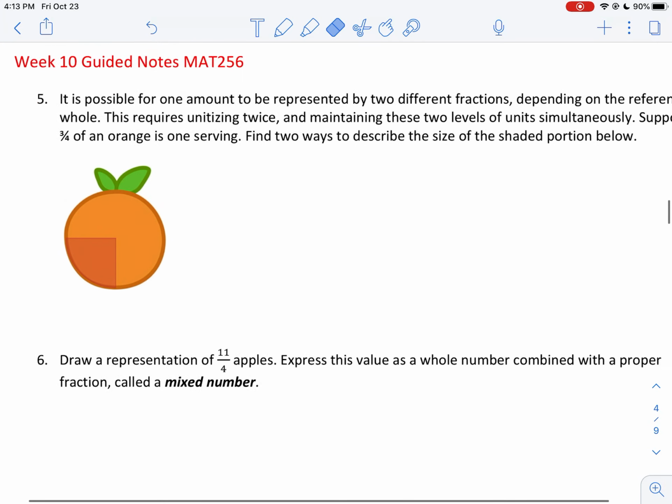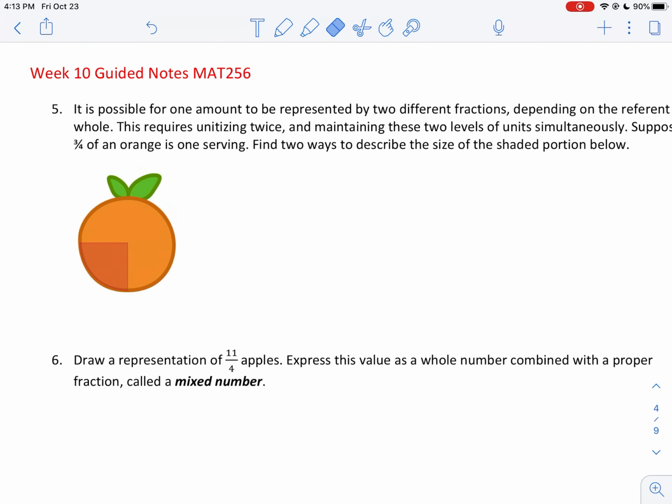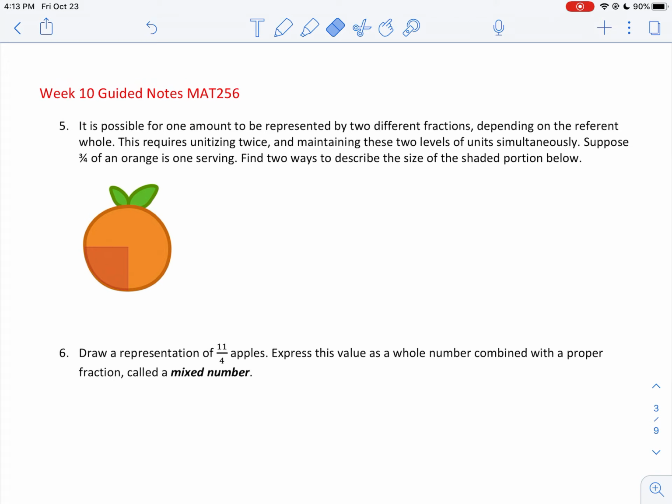Okay, number 5. It is possible for one amount to be represented by 2 different fractions, depending on the referent whole. This requires unitizing twice and maintaining those 2 levels of units simultaneously. Now, when I say 2 different representations, 2 different fractions, I'm not referring to equivalent fractions, which you might be thinking this means. Like 1/2 and 2/4 are considered the same value. We'll talk about that in a moment. That's not what I'm referring to here.